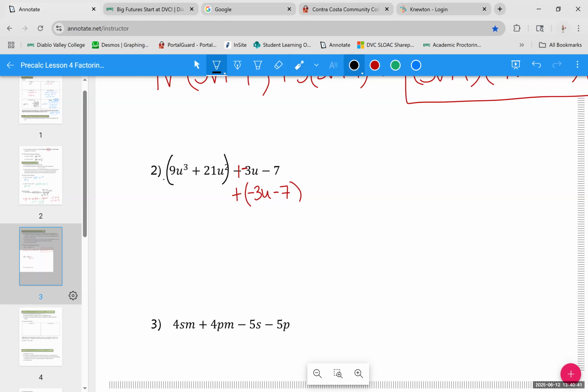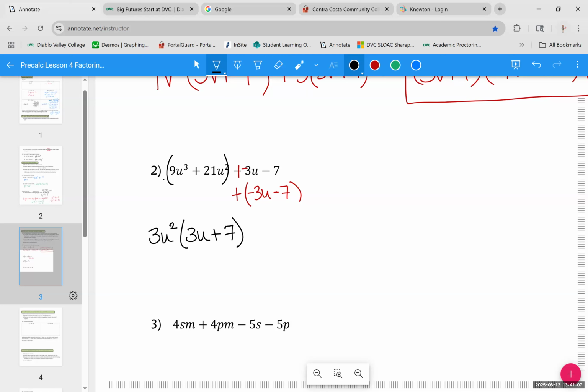I'm going to factor out what's common in my first group. Let's see, I think that would be a 3u squared. What's left would be a 3u plus 7. And now I'm going to come to my second group. I'm going to look for a GCF. In this case, you'll notice I don't have anything that's common. So it is okay to have a 1 as a GCF.